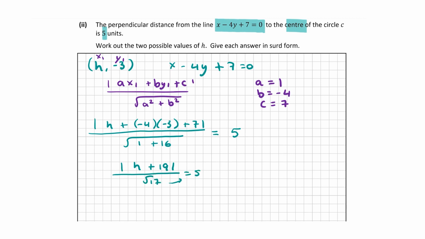I'm going to bring this root of 17 up. So we now have the modulus of h plus 19 is equal to 5 root 17, because I multiplied the root 17 by 5 when I bring it up to the right hand side. Now, because we have a modulus, we have two options. We can let it equal to 5 root 17, and then we can let it equal to minus 5 root 17 and work out h that way. You could also square both sides. I think it's easier just to let it equal to the positive and the negative, okay?